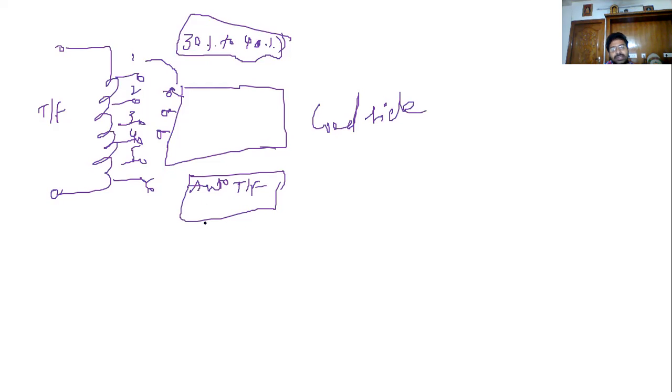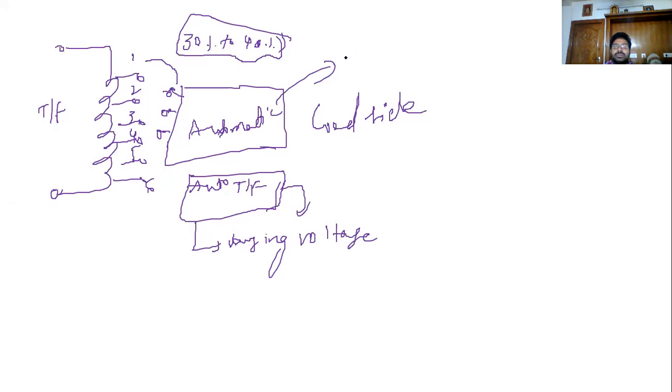What is the use of the auto transformer? It can vary the voltages. You can vary the voltage levels by manually changing the knobs, but we treat it as automatic. What is automatic? Now power electronics come into the picture. When you consider it automatic, it is power electronic based.